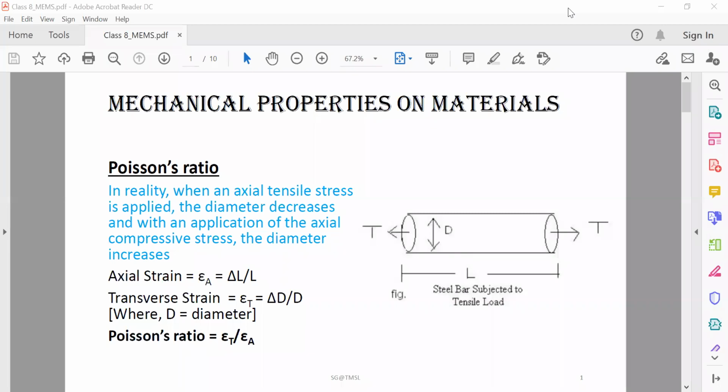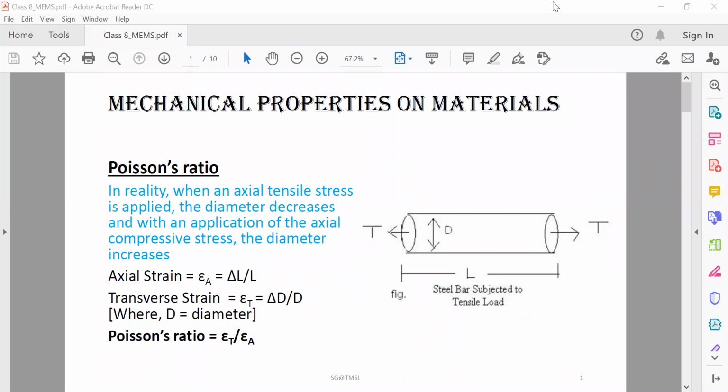Welcome all of you. Today I would like to discuss the mechanical properties of MEMS materials, because we have to recapitulate what you have read in first year. So, mechanical and some electrical properties, and how these properties can be affected in MEMS materials. I would like to discuss some definitions relating to the mechanical properties.